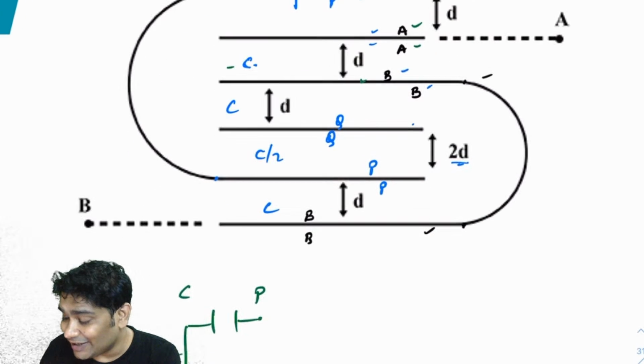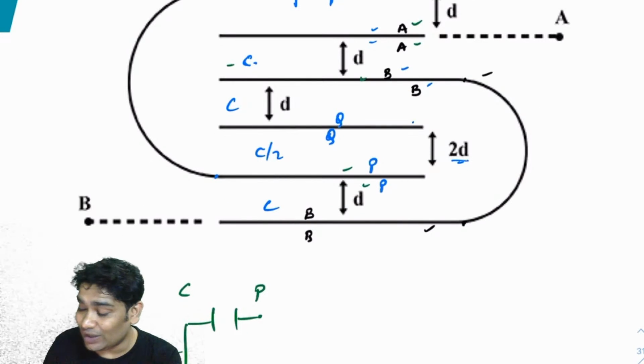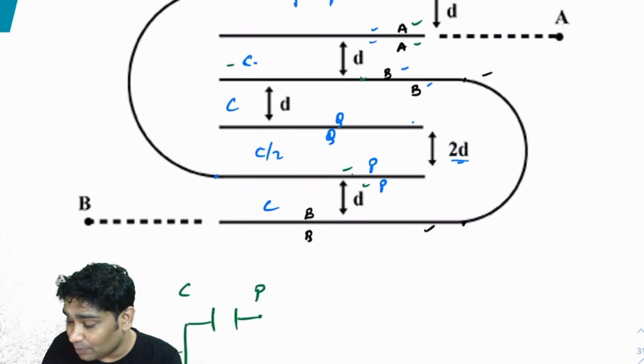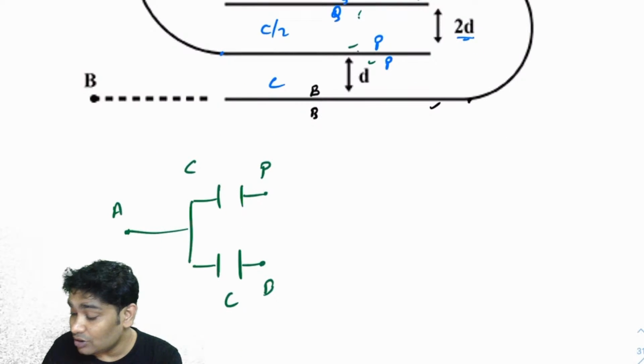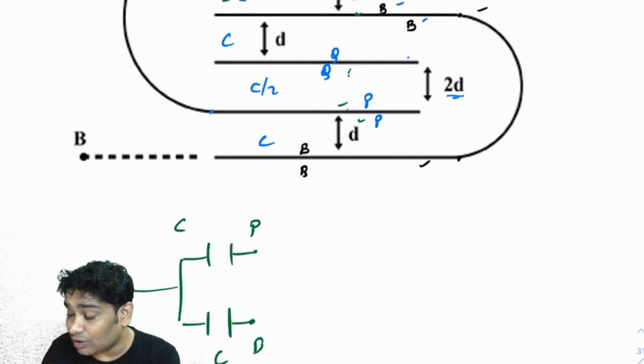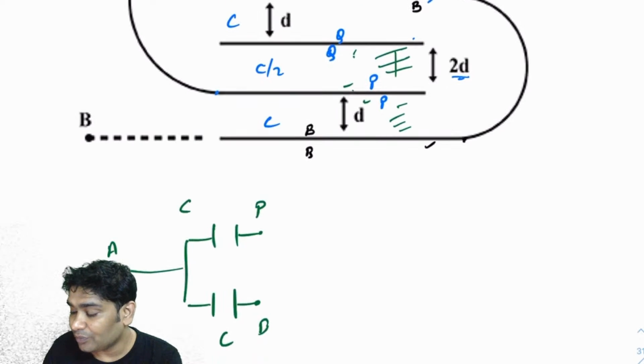Now what else is connected to P? These two are also connected to P. This goes from P to Q. So from P I also need to connect two more capacitors. One this one, and one this one. I hope you can see that. So from P I will start two more capacitors.